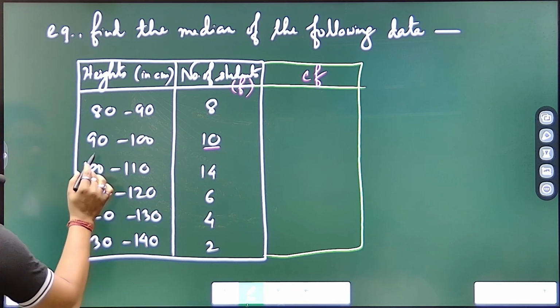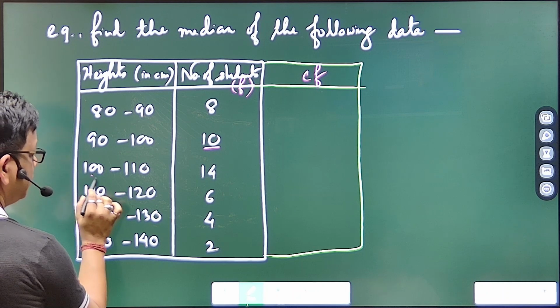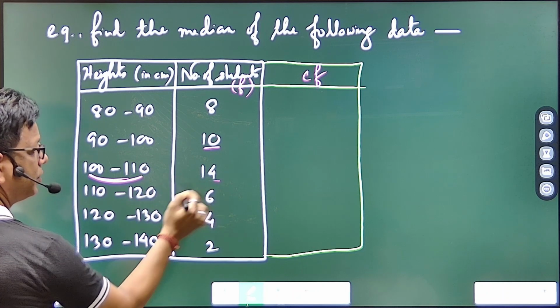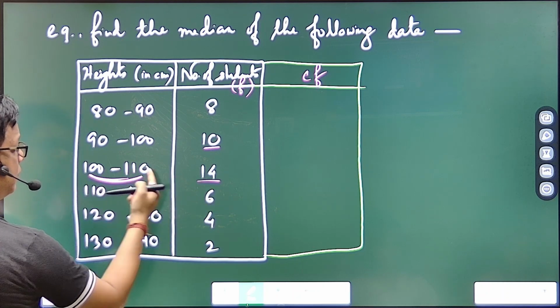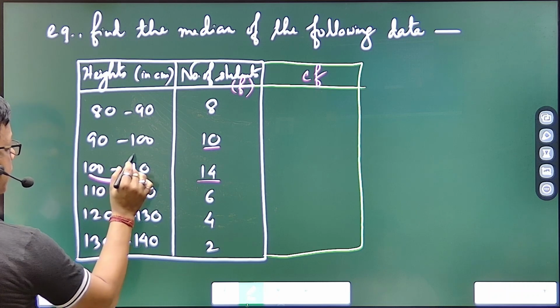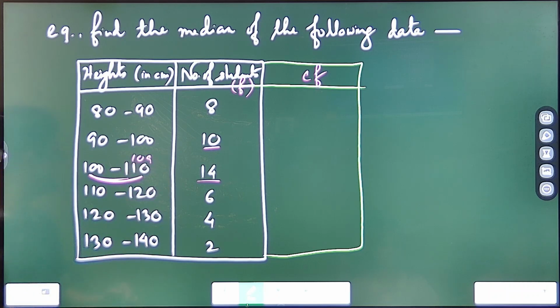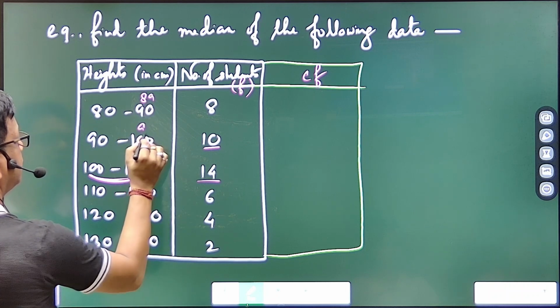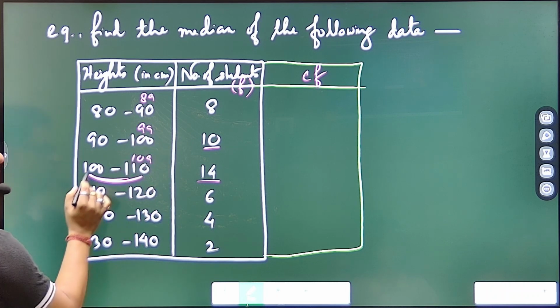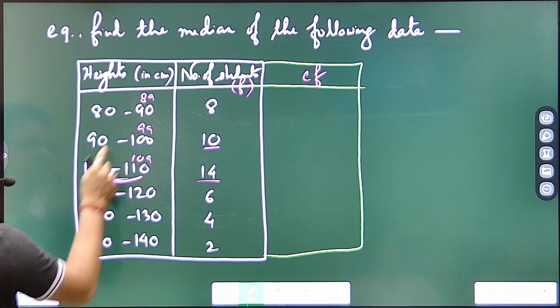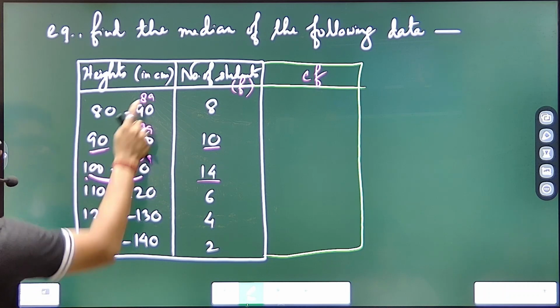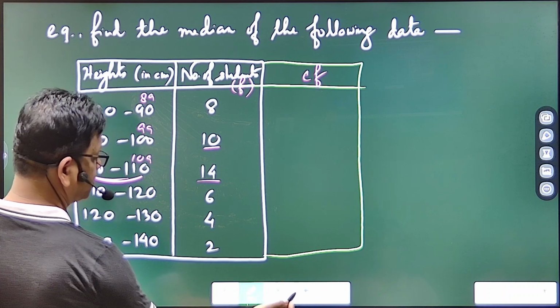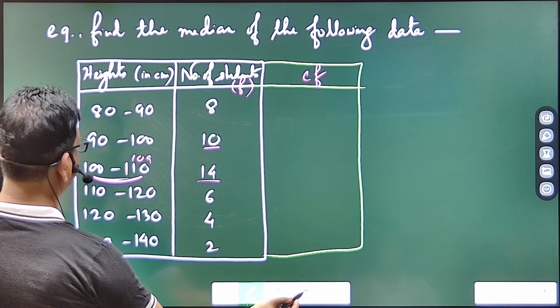Now, how many students have height between 100 and 110? It is 14 students. Actually, it is 100 to 109. Do you remember this? Okay. So here actually 80 to 89, 90 to 99. When 100 comes, we count it in this class. When 90 comes, we count it in this one, not in the previous class.